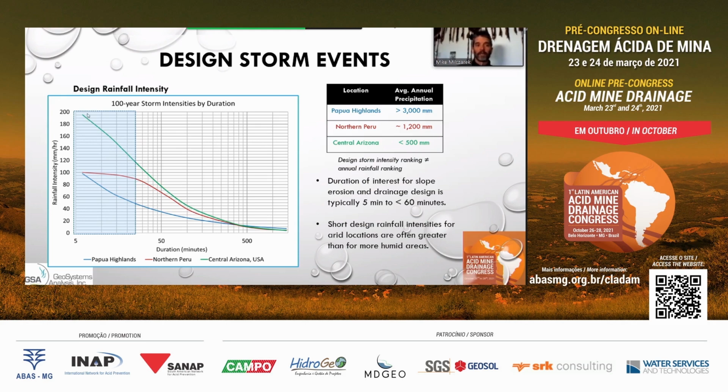intensities can be quite high as compared to areas, for example, in the highlands of Peru or in Papua, where they get much more rain, but they don't get as large and intense storm events. So you need to be able to consider that.